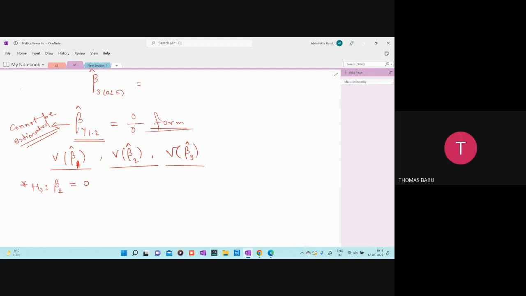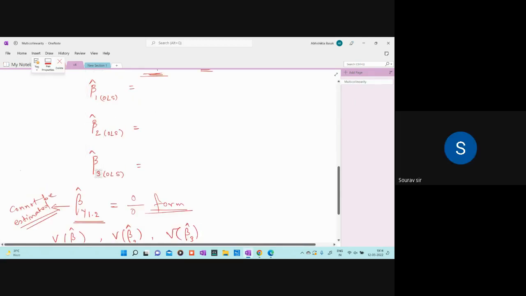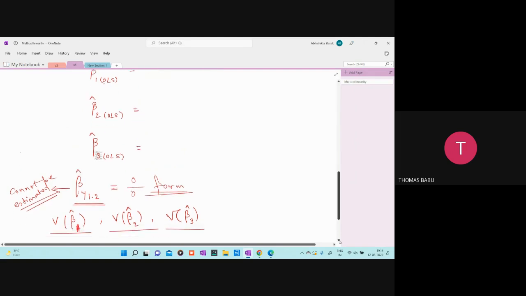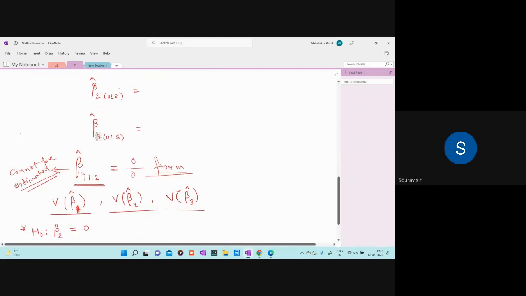Ma'am, could you please repeat the last part? Last part, which part? The testing portion? From the variance, variance of three constants. Okay, so you need to find the estimates of these things, and you have to find the variance of these things.